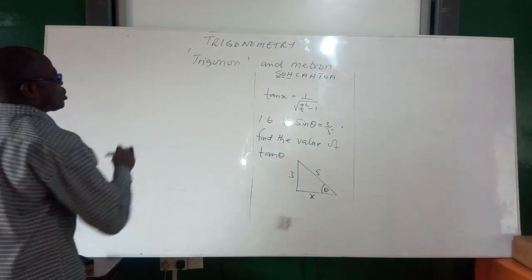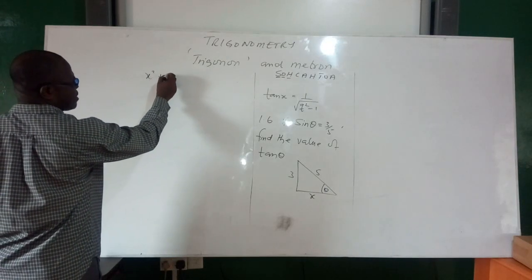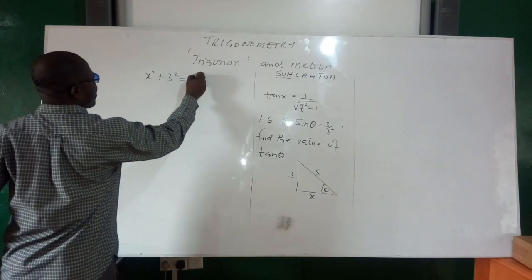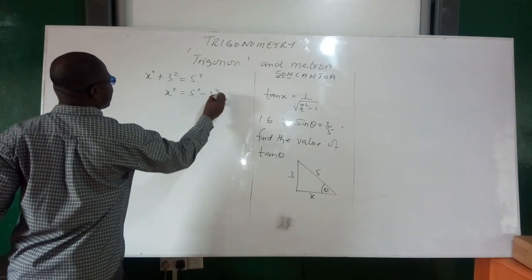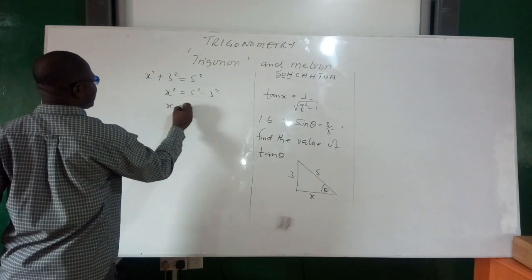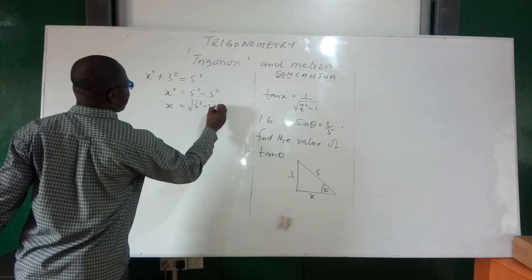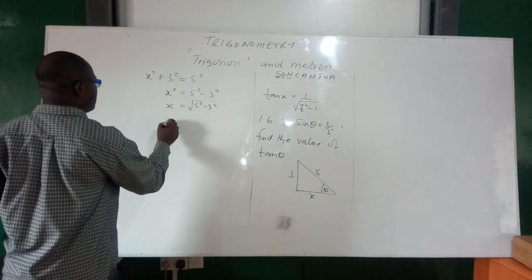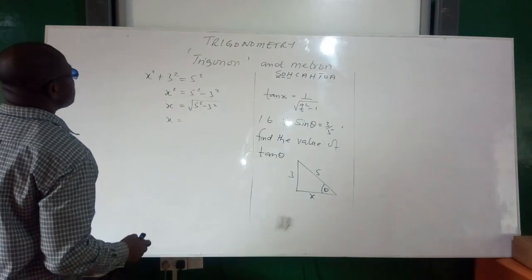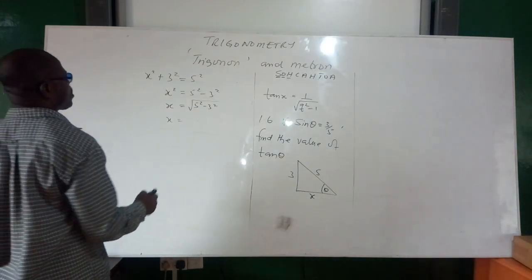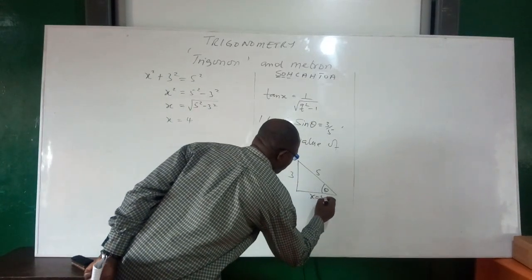With Pythagoras theorem, we'll have x squared plus 3 squared equals 5 squared. Therefore, x squared will be equal to 5 squared minus 3 squared. So we find the square root of both sides. This could easily be done on your calculators. 25 minus 9 gives us 16. We take the square root of that and we have 4. So clearly, x is equal to 4.